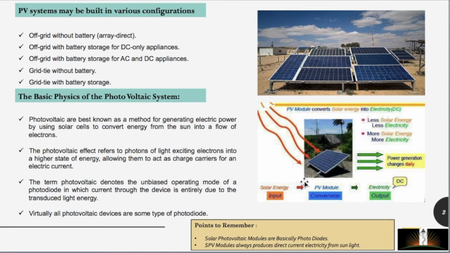That means we are just using the solar system in the daytime. When there is sunlight, we can switch on our DC appliances. It will only work for DC appliances, only in the daytime when sunlight is present. Next is off grid with battery storage for DC appliances.